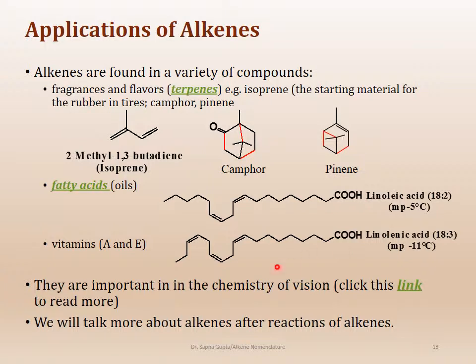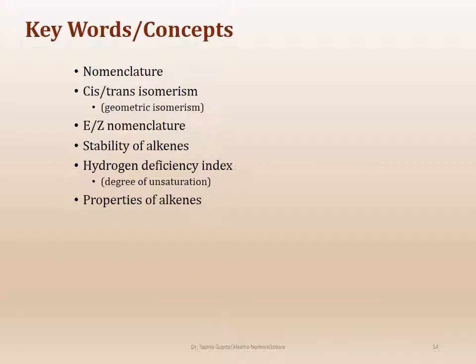We will talk a lot more about alkenes after we've done the reactions of alkenes, because right now you only know about the nomenclature and some physical properties, but not chemical properties. Once you know that, then we will talk more about this. One interesting thing about alkenes is that they're really important in the chemistry of vision. If you want to read more about it, go to this link, because it's just a matter of geometric isomerism for us to actually see anything. It's a really interesting thing that such a simple thing can make vision possible in our eyes.